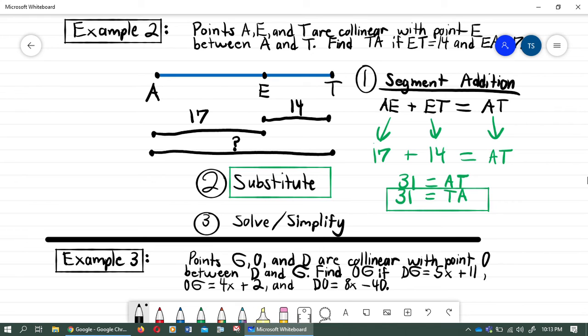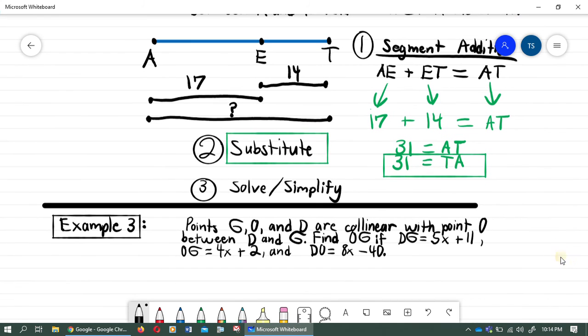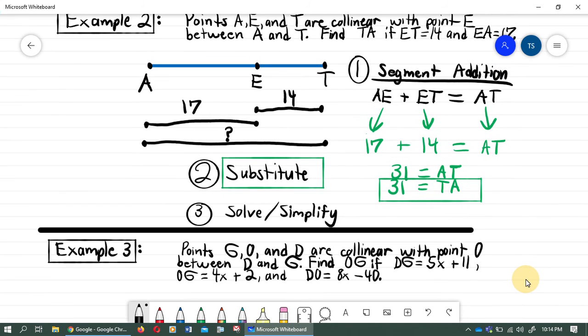All right, so this has a lot in there. I told you guys, some of the problems that you'll be doing will have only numbers for the lengths like 17 and 14, and I told you some of them are going to have only variable expressions. Well, guess what? This one only has variable expressions, but it's using the same concept as the previous two examples.